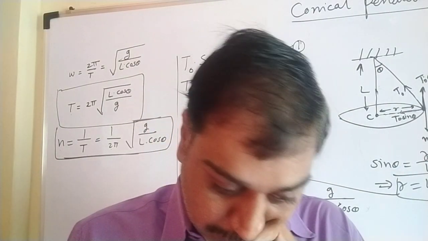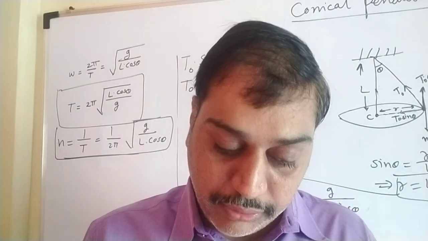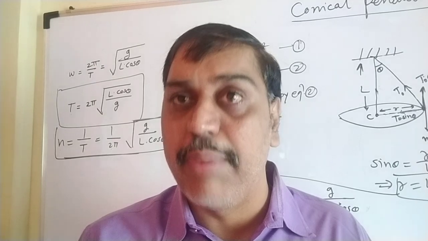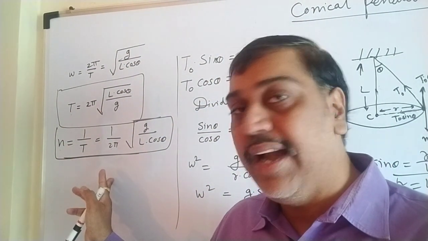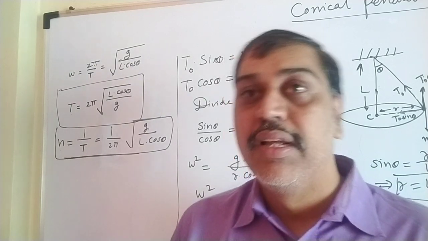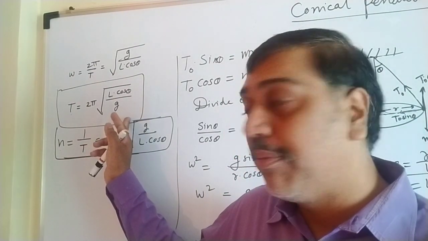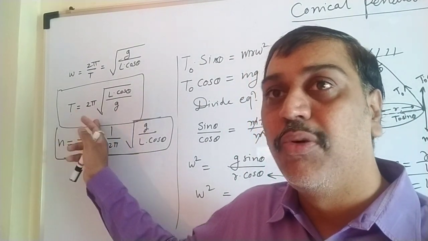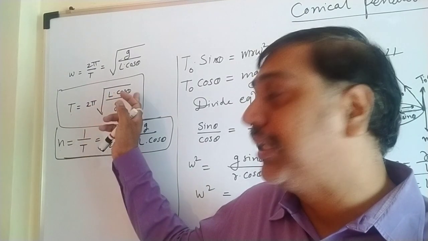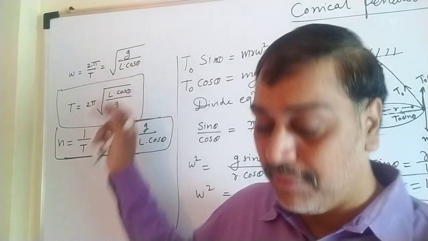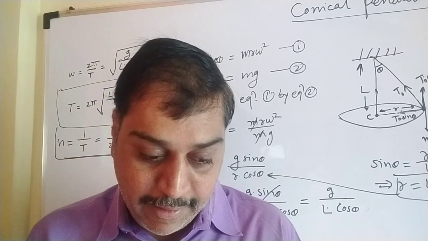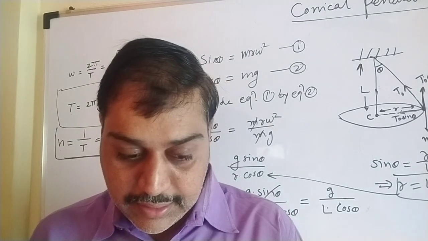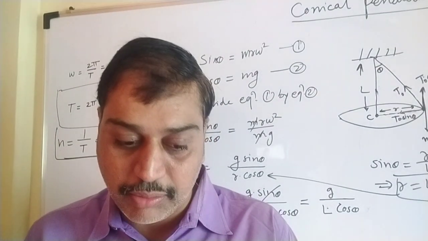So this is nothing but what? We have seen the conical pendulum, and we have derived the equation for time period and frequency of conical pendulum. Same equation we have derived for simple pendulum also, if you remember. It is 2 pi square root of L by g if theta is very small. Here cos theta comes. That is the difference between time period of simple pendulum and conical pendulum. Let's go further.